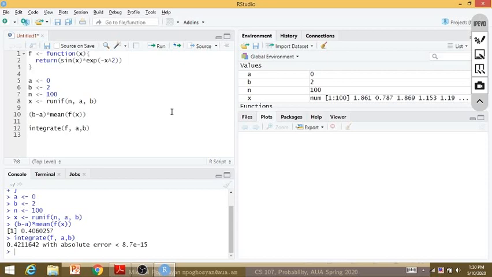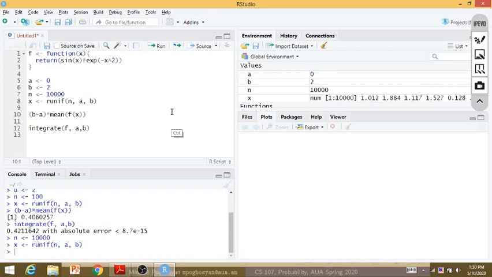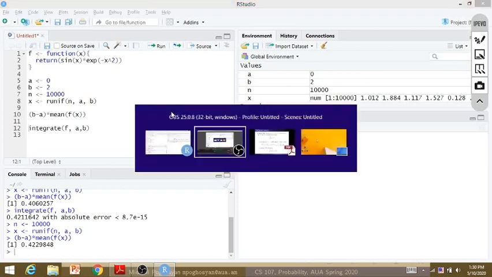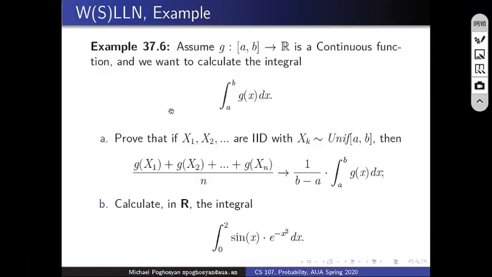It is not so close, but let me increase that number. Say 10,000. I'm running this, generating again, calculating these numbers. You can see that I have a close value to the actual integral value. Okay. This is because of the law of large numbers.